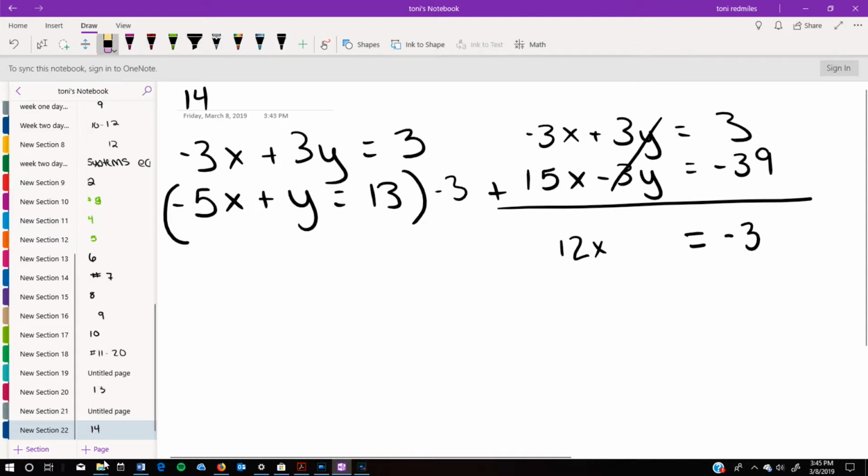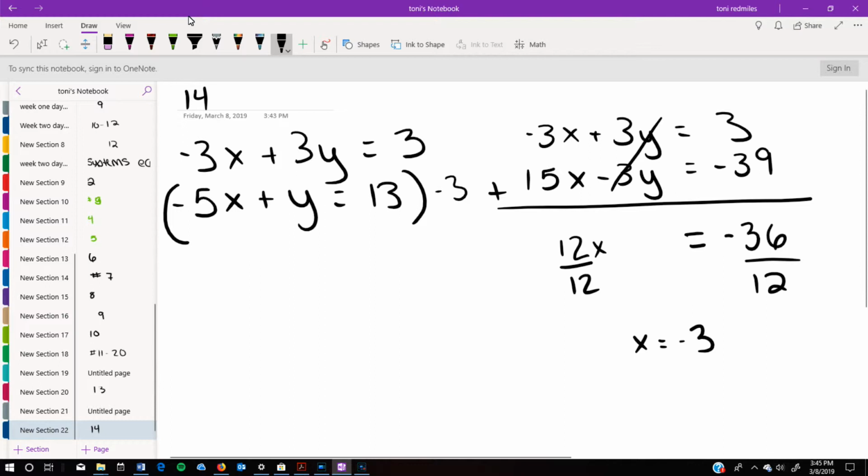Didn't think that sounded right. To get x by itself, I have to divide both sides by that positive 12, which is going to give me a negative 3, because 3 times 12 equals 36. And I have a negative and a positive, so my answer is going to be negative.